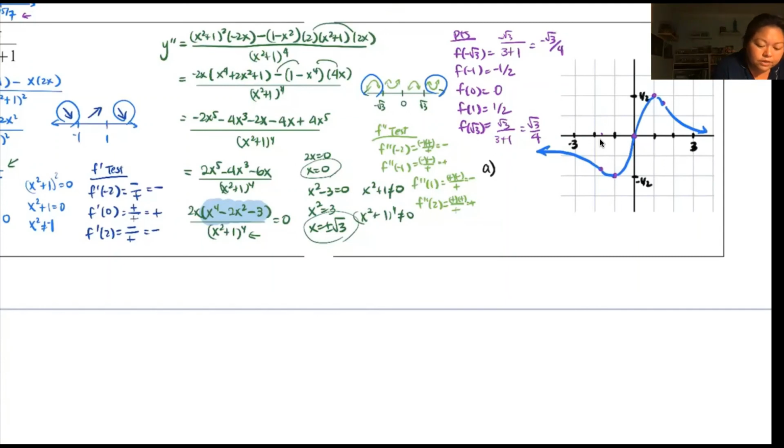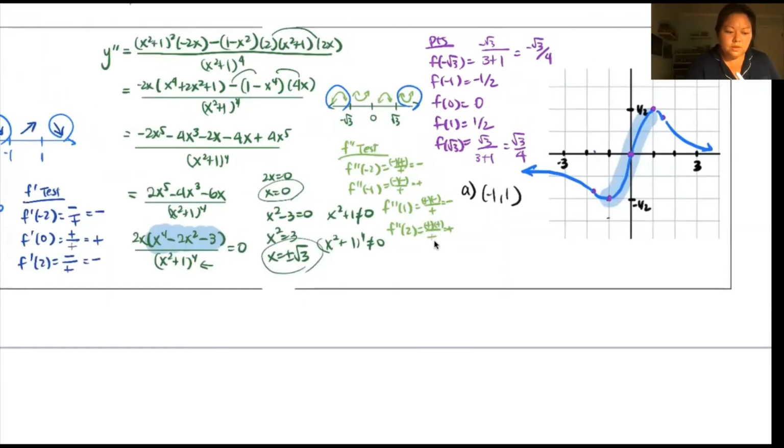The interval is negative 1 to 1, right? So increasing from negative 1. And again, I want to show you from negative 1 to 1, that's where it's increasing, right? Okay, and then when is the graph decreasing? So the graph was decreasing from negative infinity up to negative 1, and then from 1 to infinity. So again, to show you on the graph, it decreased here, right, and it decreased here. So negative infinity to negative 1, 1 to positive infinity, right?